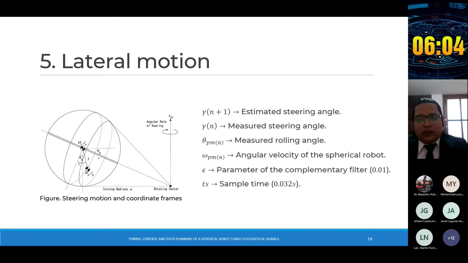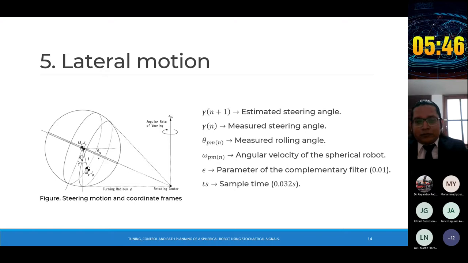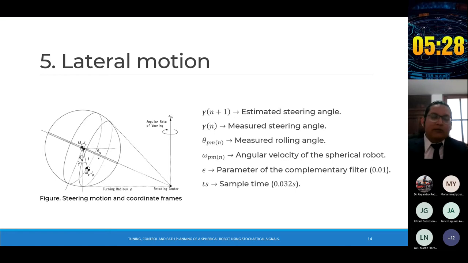These are the values that are used in the complementary filter, where we have the angles: the estimated steering angle or the calculated steering angle, the measured steering angle that we are obtaining from a position sensor, the measured rolling angle, the angular velocity of the spherical robot that is being obtained by a gyroscope, the parameters of the complementary filter, and the sample time that we are using on the simulator to develop this work.